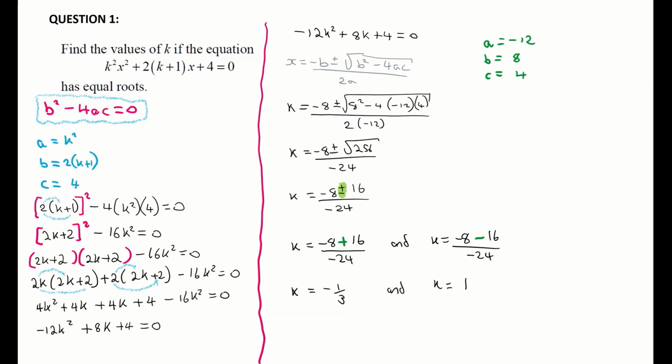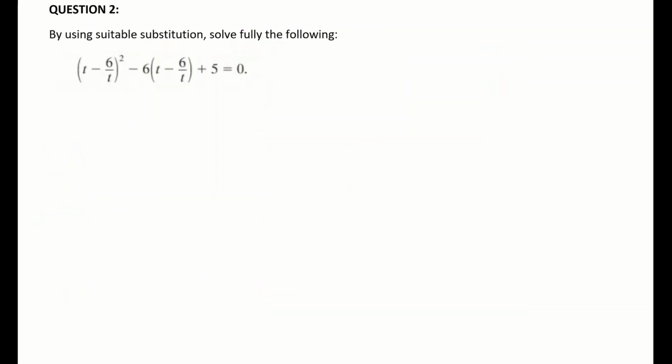Let's scroll down now and have a look at question 2. So question 2 is asking us, by using suitable substitution, solve the following quadratic equation. So it's quadratic because it has a power of 2. That's the giveaway here. And then it goes down to degree of 1 and then a constant. So that's telling me that it's a quadratic.